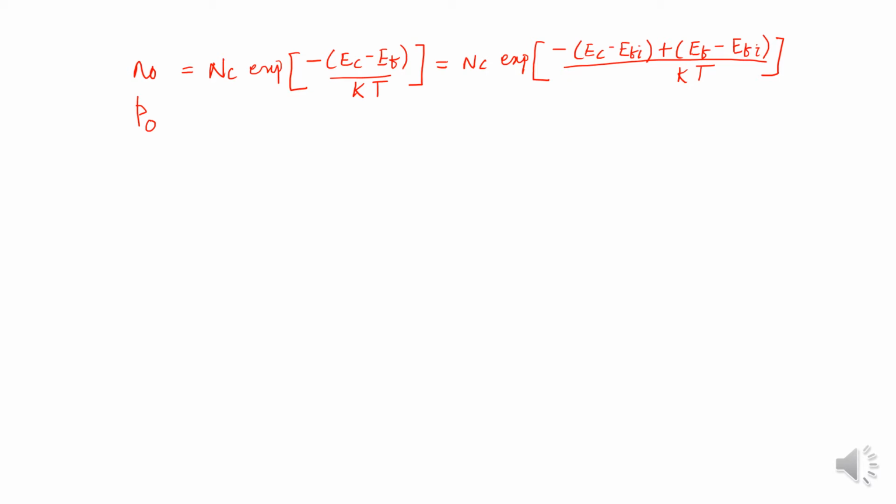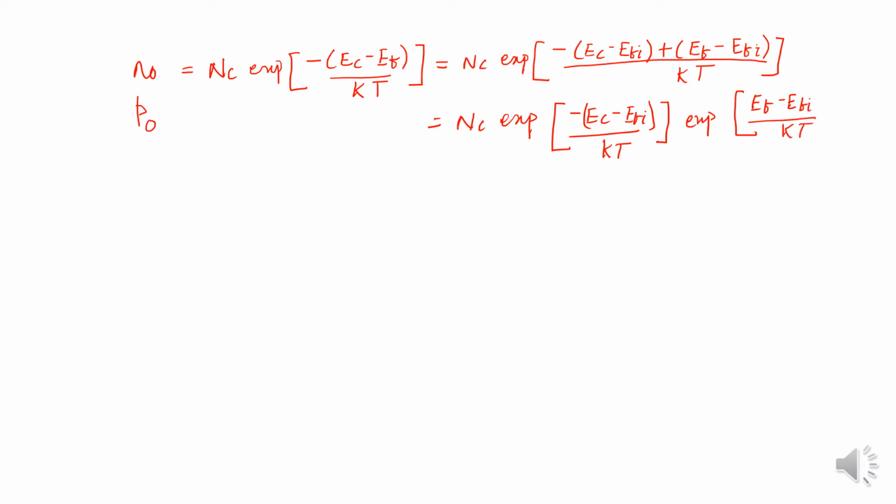So we can simplify this expression by writing it this way: Nc exponential of, taking these two terms separately, Ec minus EFI divided by KT, this one term, and then multiplied with exponential of the other term that remains, which is EF minus EFI divided by KT. Okay, so this is the term.